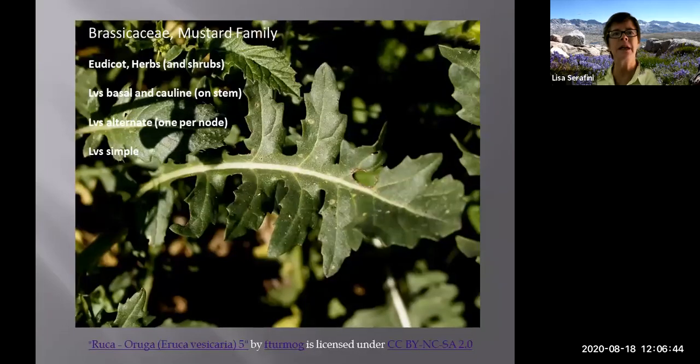So looking at the Brassicaceae, let's talk a little bit about non-flower things first. Okay, so this is a eudicot family, a true dicot, not a monocot. They're mostly herbs, but they can also be some shrubs. The leaves can be basal, but usually you have basal and cauline ones, that are leaves that are on the stem. They're alternate when they're on the stem, that is one per node or one per height on the stem. And they're simple, although I put this on the screen here so you can see that there's often quite a bit of indentation or lobing on the leaves, but they're still considered simple and not compound.